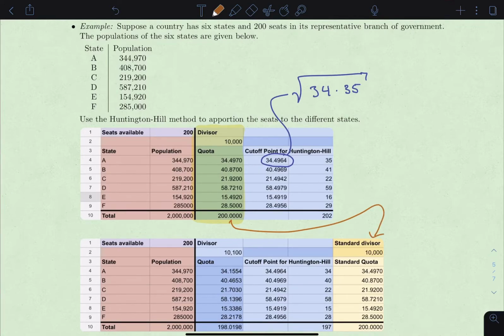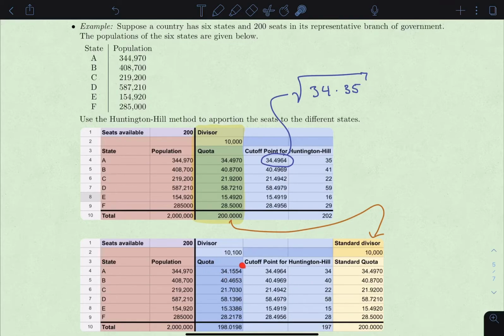Now in the second table, we've chosen 10,100, and choosing the divisor is a guess and check. Now, there's educated guesses and checks. You don't want to go and change the divisor to 20,000. That's a little bit too far. We're pretty close to apportioning the correct amount of seats, so we don't need to change this divisor too much. You don't change the seats available, and the populations of the states don't change. This divisor, divided into each of these populations, gives these quotas.